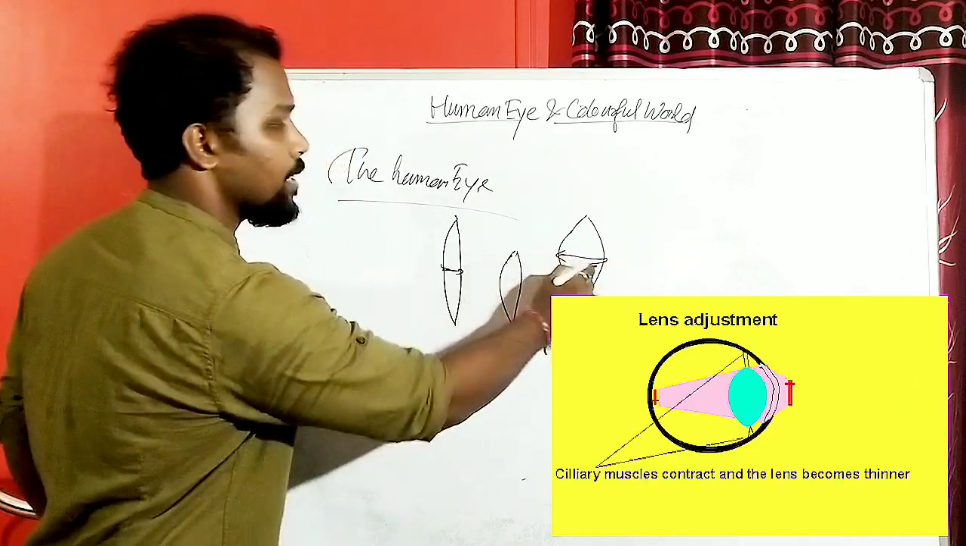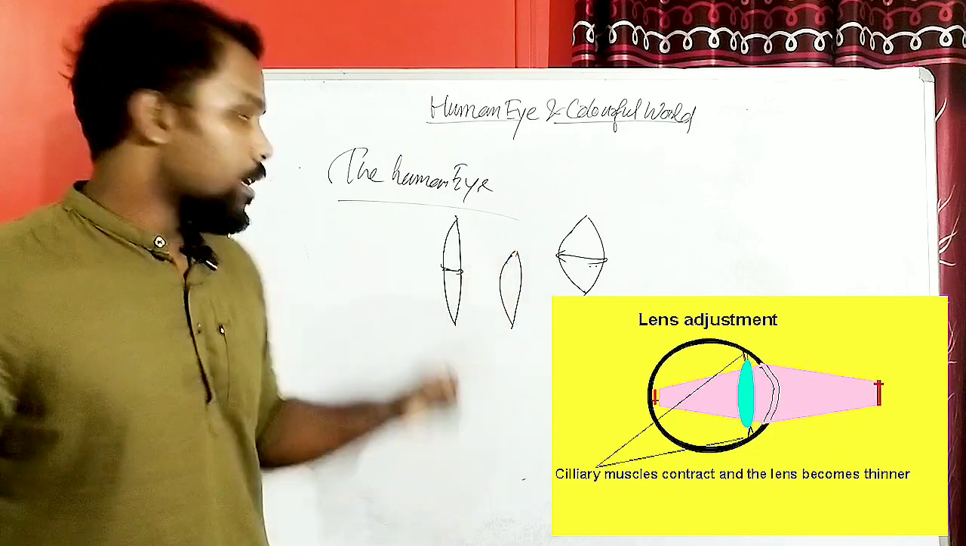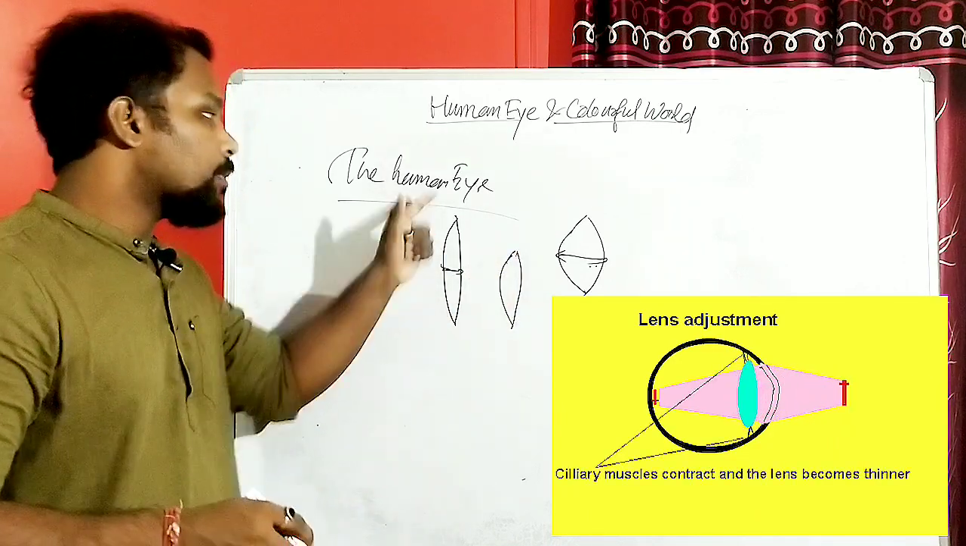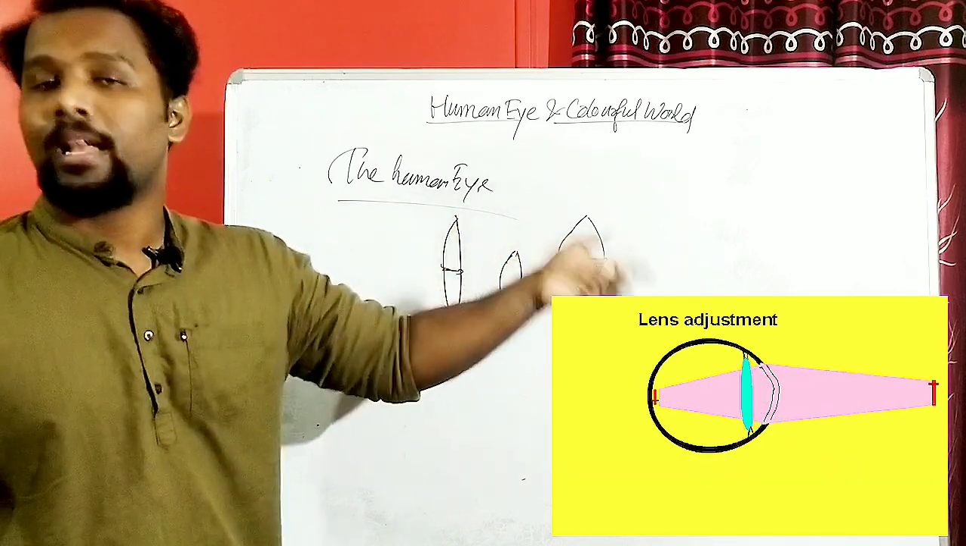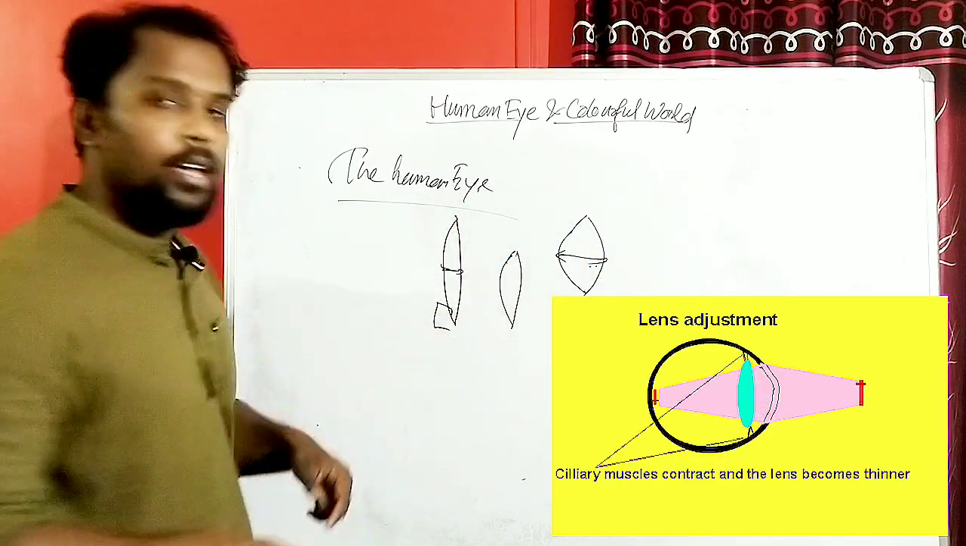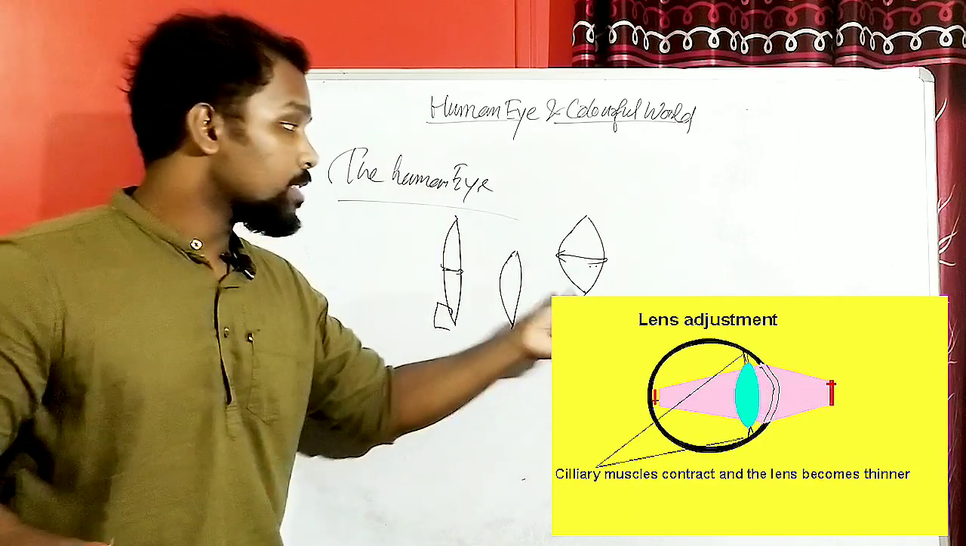Thickness becomes high in this case, right? It becomes a thick lens, and it becomes a thin lens. Once the lens becomes thick or thin, its focal length is going to vary like that. For a thin lens, the focal length is higher compared to the thick lens.